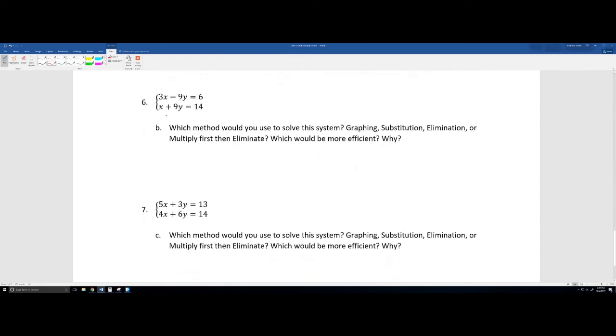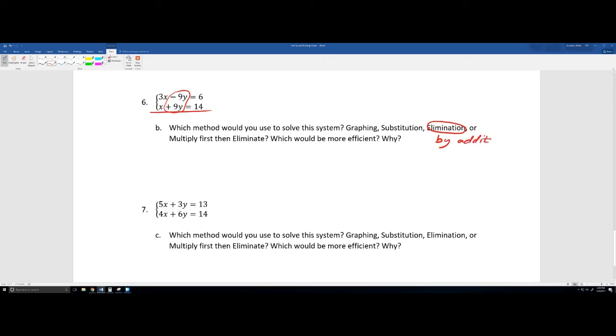All right, number 6, which method would I choose? Notice how they're both in standard form. They're both in that whole ax plus by equals c format. So I'm already thinking, okay, I'm probably going to use elimination, or multiplication then elimination. I notice that if I was to add, notice how the -9y is opposite with the positive 9y. So I'm actually going to just use elimination by addition.